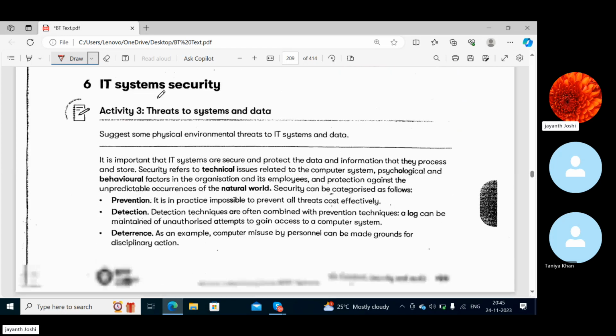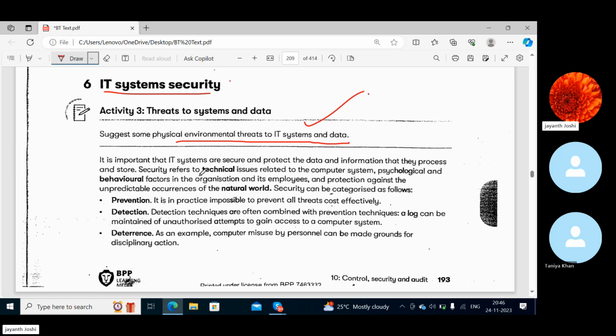Next comes the information technology system security. So there are threats to systems and data, such as physical environmental threats to IT systems and data. We have studied everything, so this is not about the online threat. This is about the physical environmental threats like flood, earthquake. Okay. So flooding, earthquakes, tsunamis can also be very dangerous for the data that you store, and can also spoil the data and the IT systems, right?